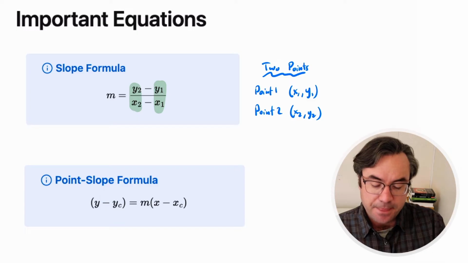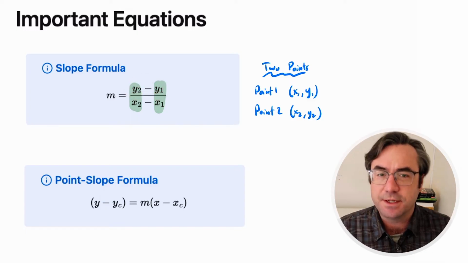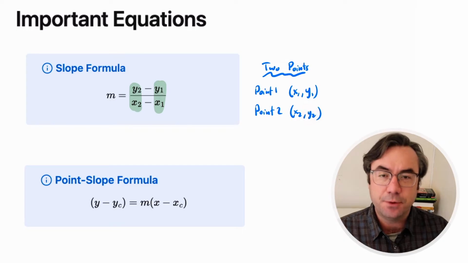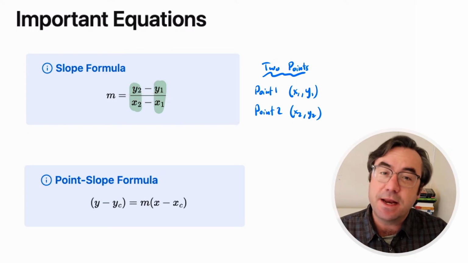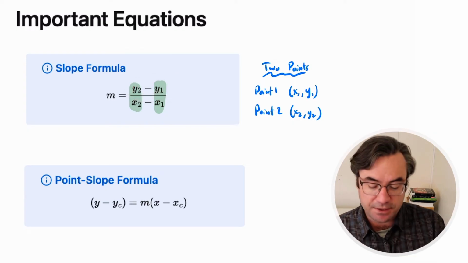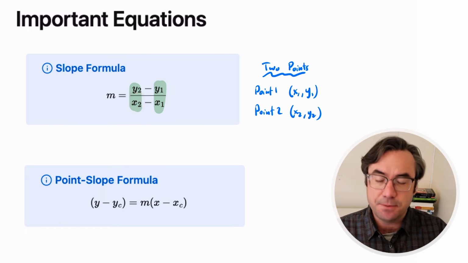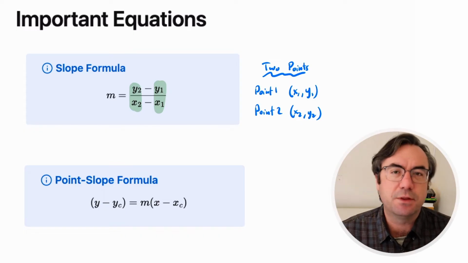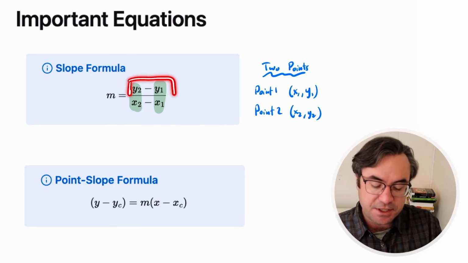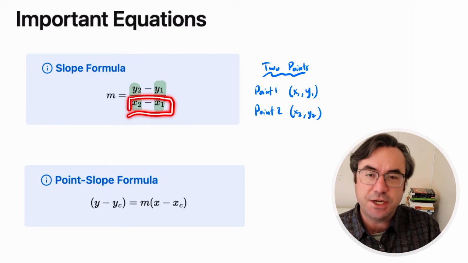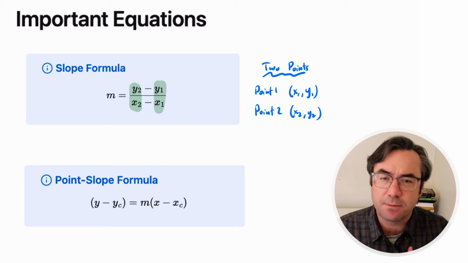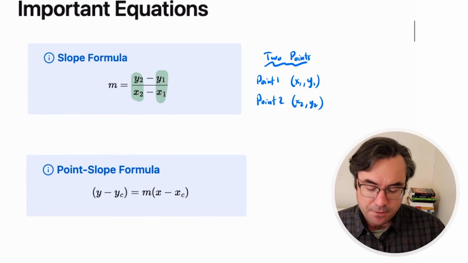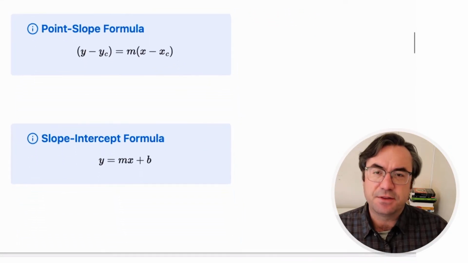So the slope formula is the difference of our y-coordinates. It's the y-coordinate from point 2 minus the y-coordinate from point 1. That's our numerator. The denominator is the difference of the x-coordinates: the x-coordinate from point 2 minus the x-coordinate from point 1. We'll be looking at this in class, but you could really think of this as the change in y over the change in x as you go from one point to the other. That's one of our important formulas, and it tells us how to find the slope m.